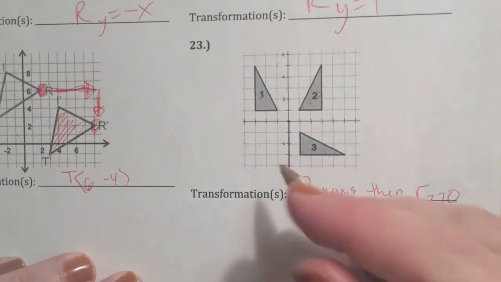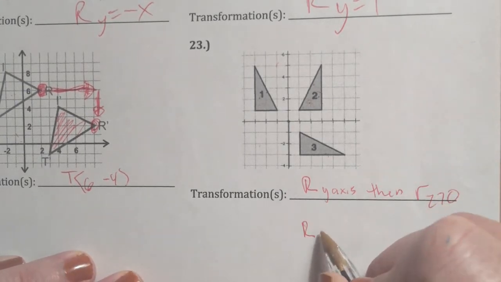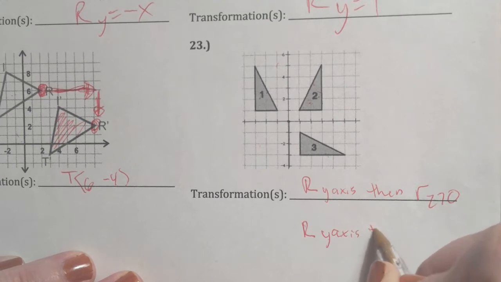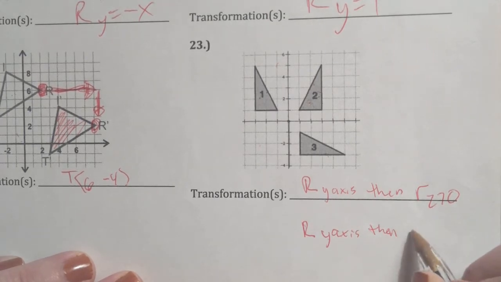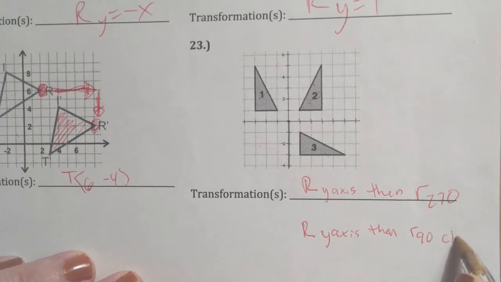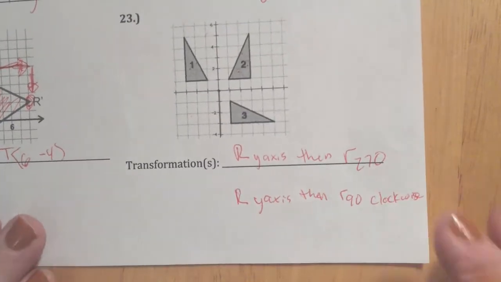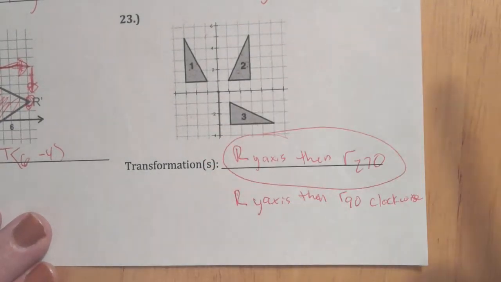So this is one answer, or I would have to say reflect over the y-axis, and then, to be specific, rotate 90 degrees clockwise. I would actually have to say the word clockwise. But this would have been the better answer.